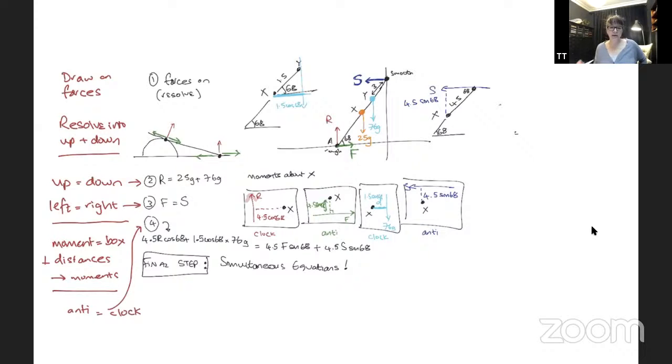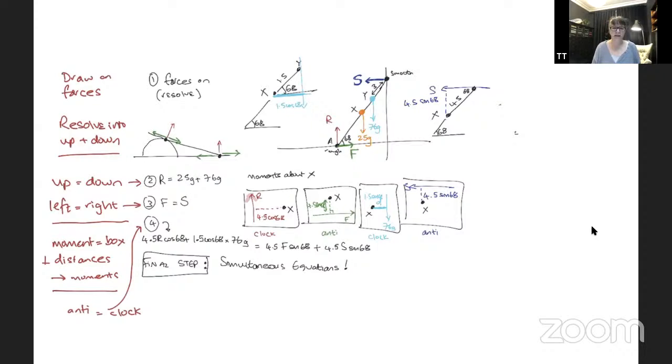Now, the other thing that's good about these individual boxes for each moment is it means that we get really, really good at knowing which ones are anti-clockwise and which ones are clockwise, because that's a common mistake. Not difficult, but a common mistake. You go to the end of the arrow and you follow that arrow round the X. So here's the end of the arrow, go round the X. That is clockwise rotation. Go to the end of the arrow, go round the X, that's anti-clockwise rotation. Go to the end of the arrow, go round the X, that's clockwise. Go to the end of the arrow, go round the X, that's anti-clockwise. So anti-clockwise, clockwise, anti-clockwise, clockwise tells you which side of the equation to put them on, okay?